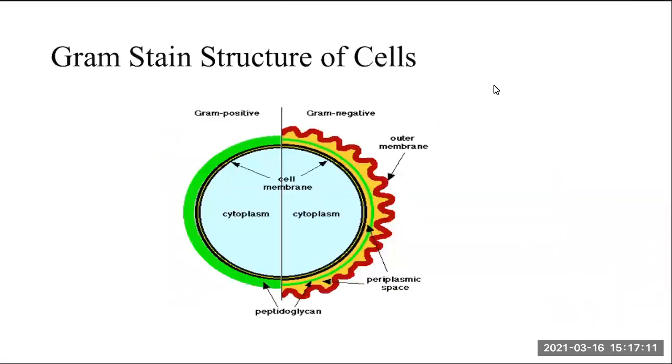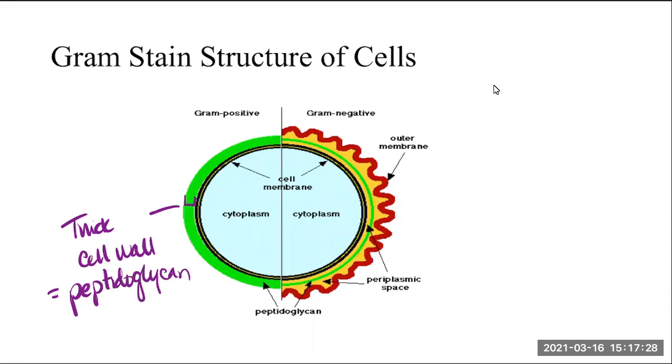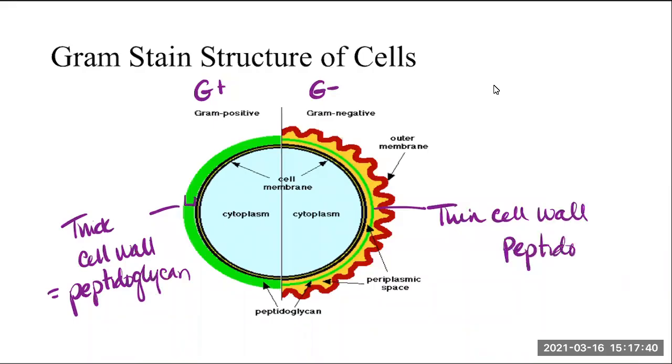So we've seen this a lot. Just a reminder that the Gram positive cells have this very thick cell wall, and that cell wall is peptidoglycan. On the other hand, the Gram negative cells are going to have a thin cell wall, and that too is made of peptidoglycan, and it's going to have an outer membrane.